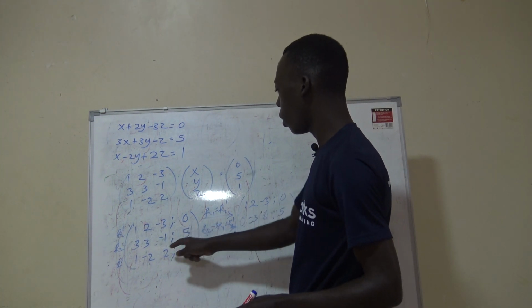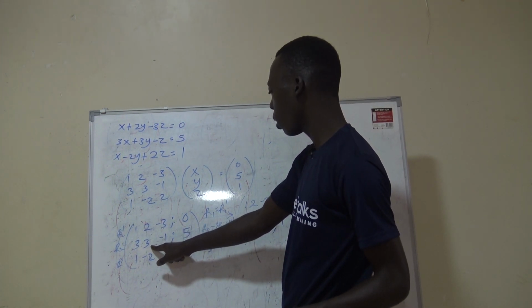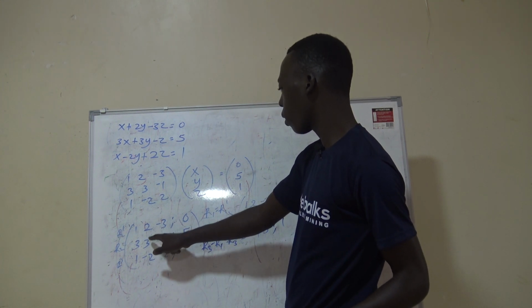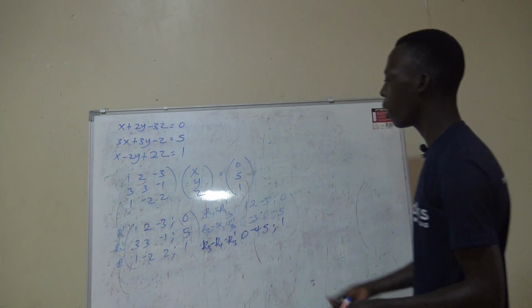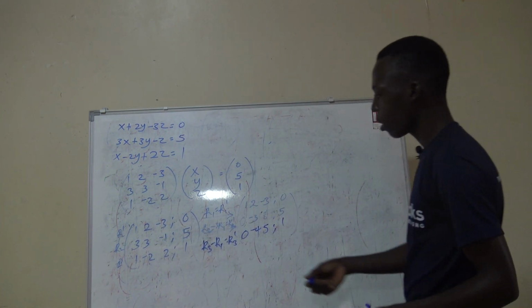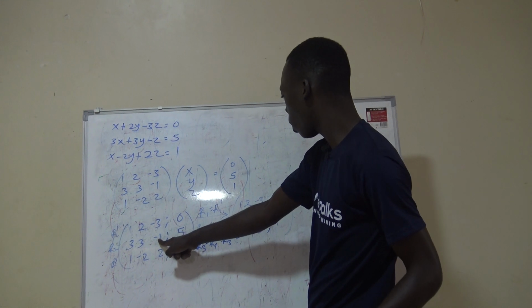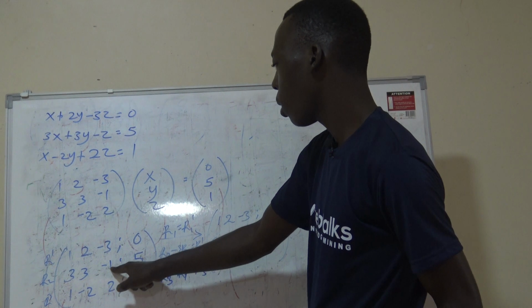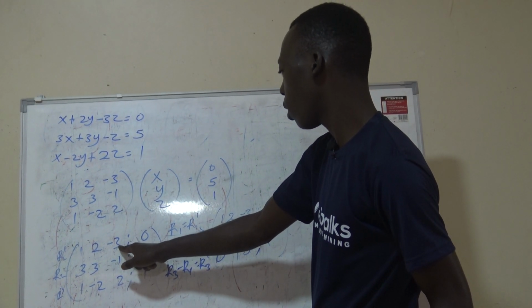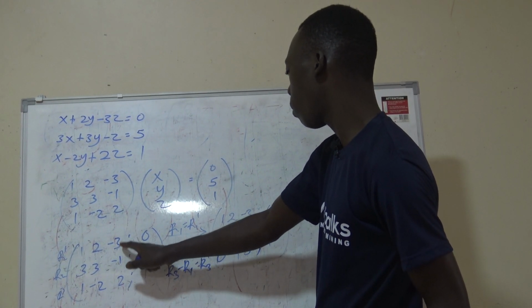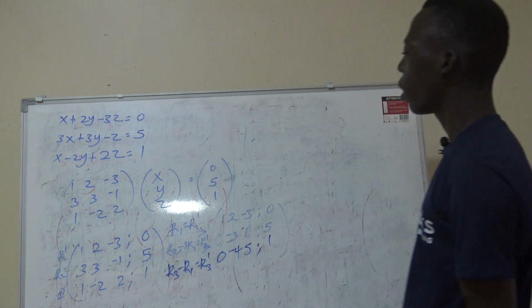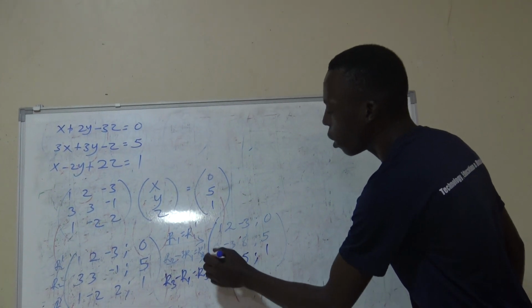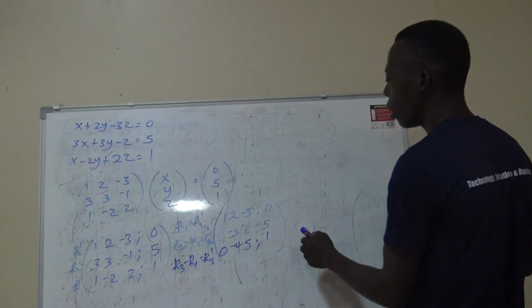So this is R2, which is 3 minus 6. Then this one is negative 1 minus negative 9, which is okay. So this is R1 prime, R2 prime, and R3 prime.